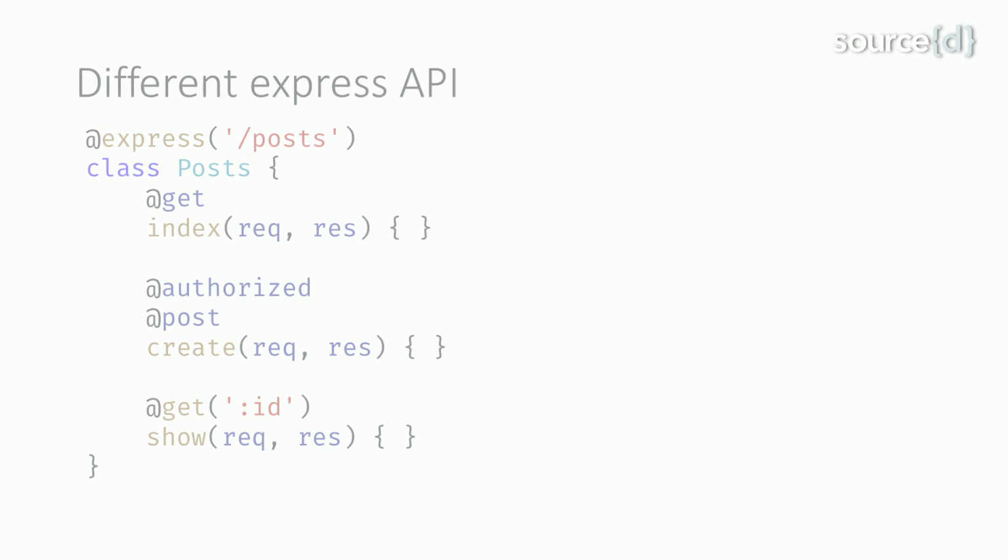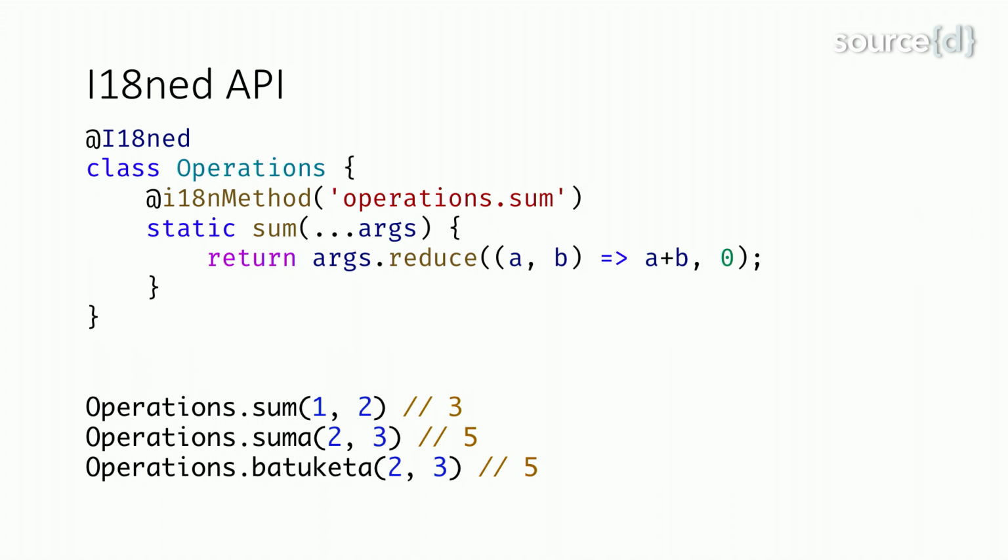And probably my favorite example would be an internationalized API. For example, you can get a class and mark it as internationalized, and then internationalize the methods. Let's say we use the symbol to call the decorator internationalized method with a path, the typical path you use for internationalized strings in the application, and define a static method called sum that receives a variadic number of arguments, and then returns the sum of those arguments.